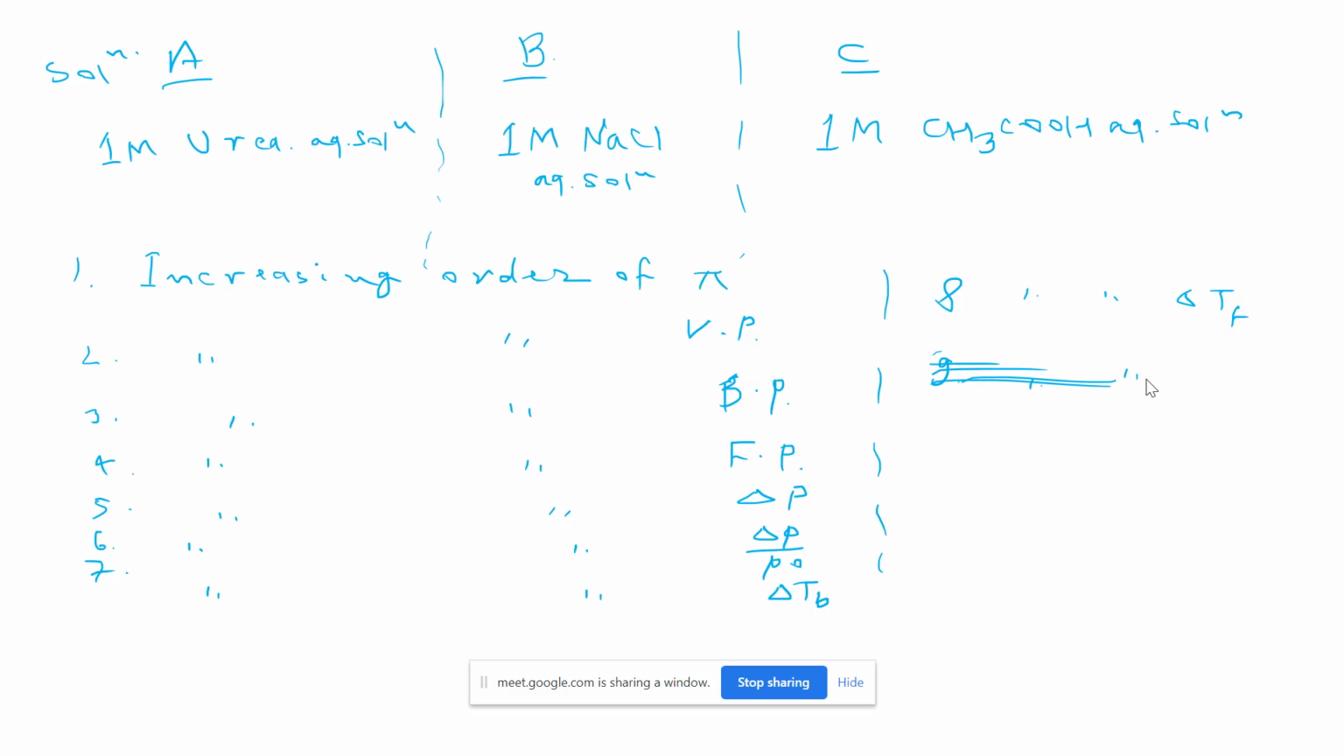Solve these questions, just compare. And do remember, I is also included whenever the solute is not a non-electrolyte. If it is an electrolyte, then we have to take I into consideration.